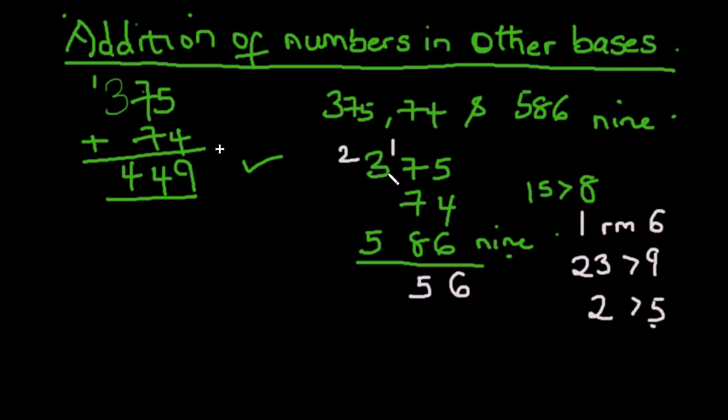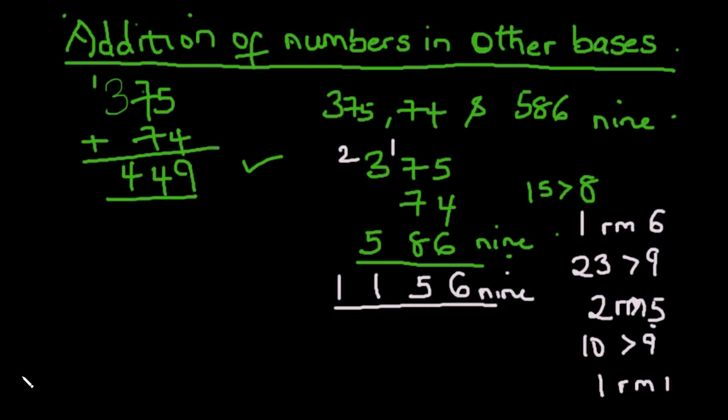So 2 plus 3 is 5, 5 plus 5 is 10, but then again, 10 is greater than 9. So how many times can 9 go in 10? We have 1, remainder 1. So we write the remaining figure 1. Now that we have no other numbers here, we write 1. So 375 plus 74 plus 586 in base 9 is 1156 in base 9.